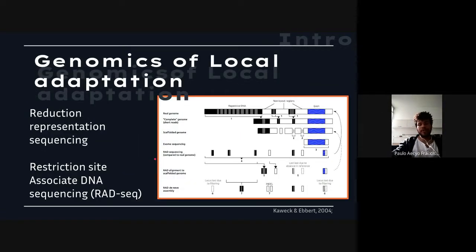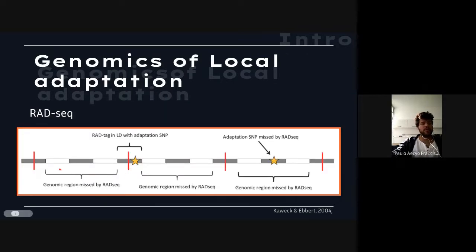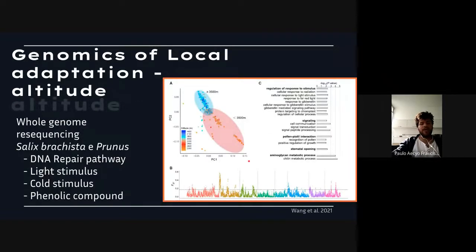Different genomic approaches may be used to detect signs of selection through the genome. One of them is RAD-seq, restriction site associated DNA sequencing, which sequences regions close to a restriction site. However, because of the mechanics of this technique, it may miss some regions, not analyze them, and then lose some genes which may be associated with adaptation.